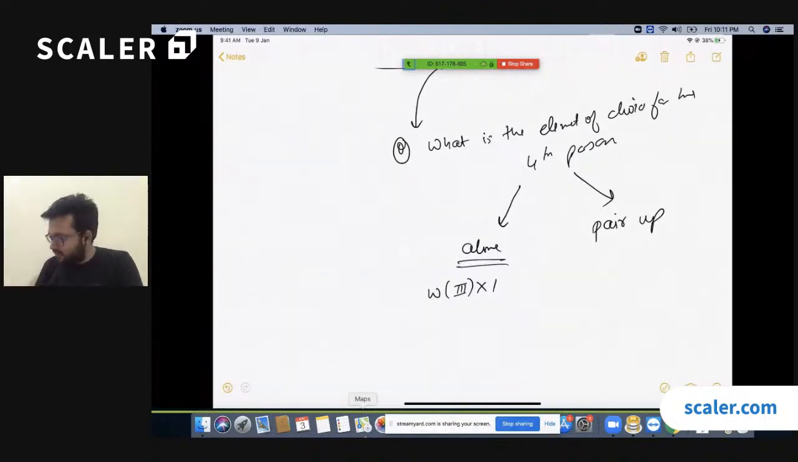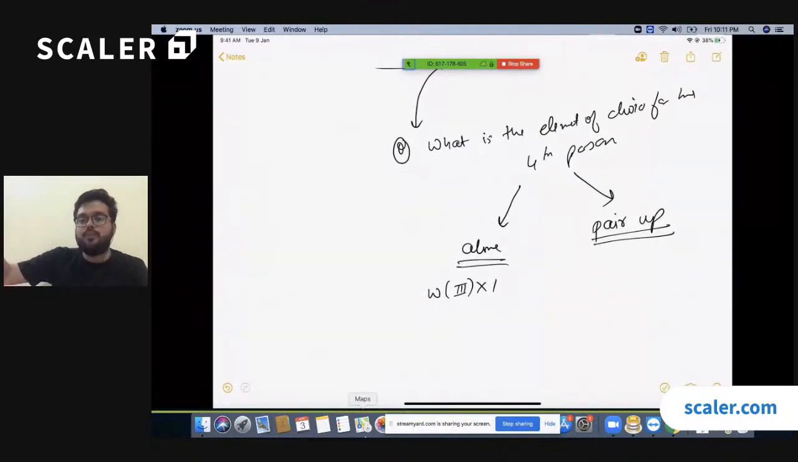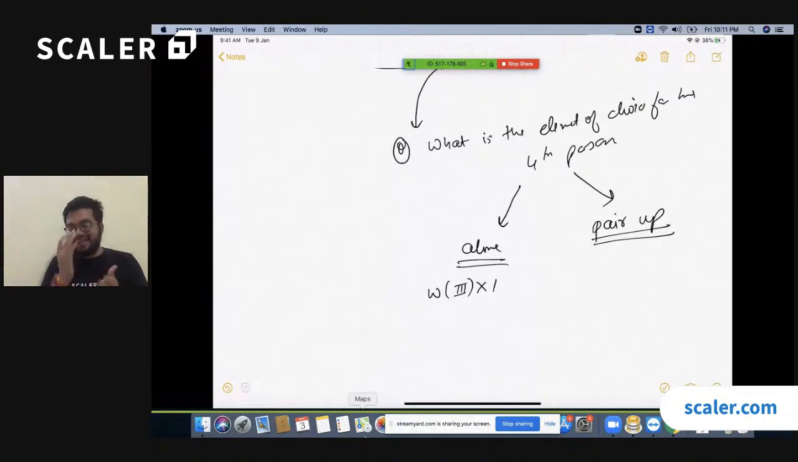On the other hand, if the 4th person decides to pair up with somebody, you guys tell me which all people he can pair up with. There are 3 people in the party already. I am the 4th one coming. I decided I want to pair up with somebody. I have 3 options in front of me to pair up with. Does that make sense, everybody? There are 3 people already in the party. I am the 4th one. I want to pair up.